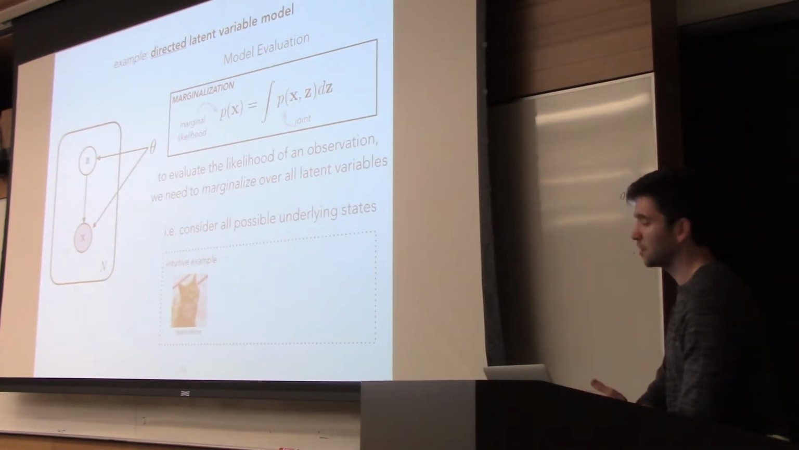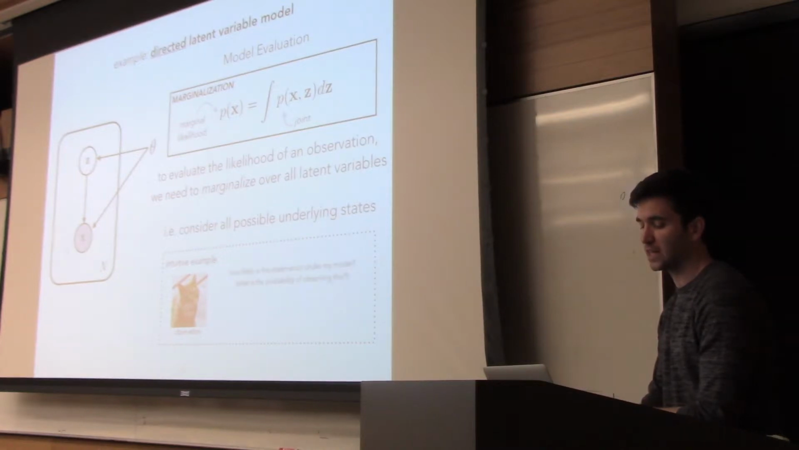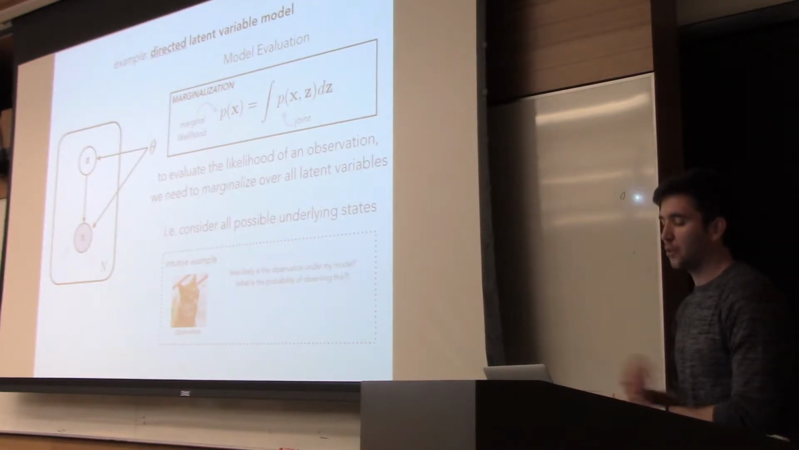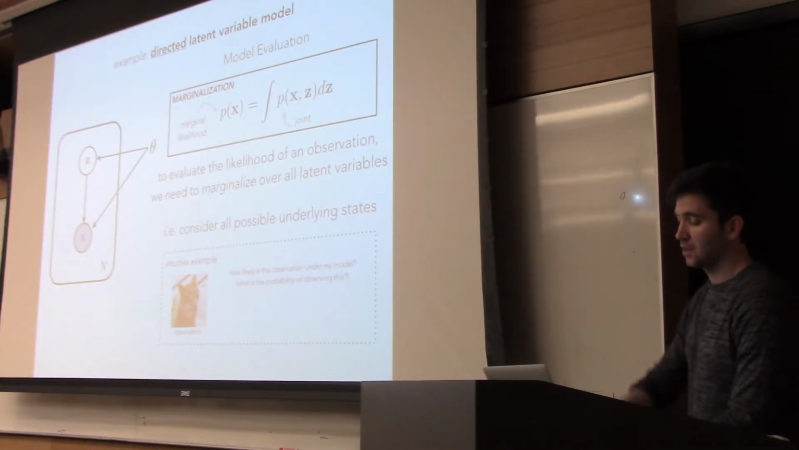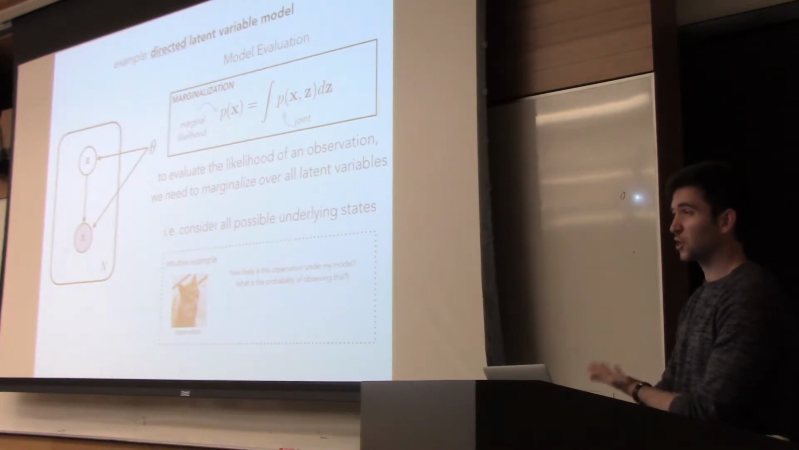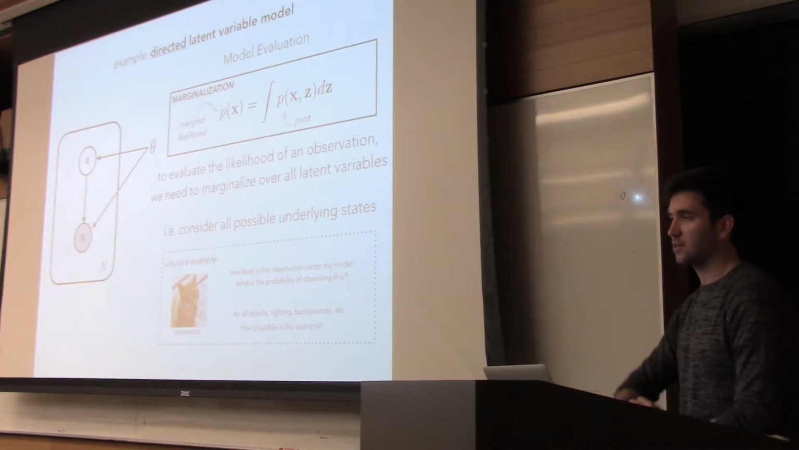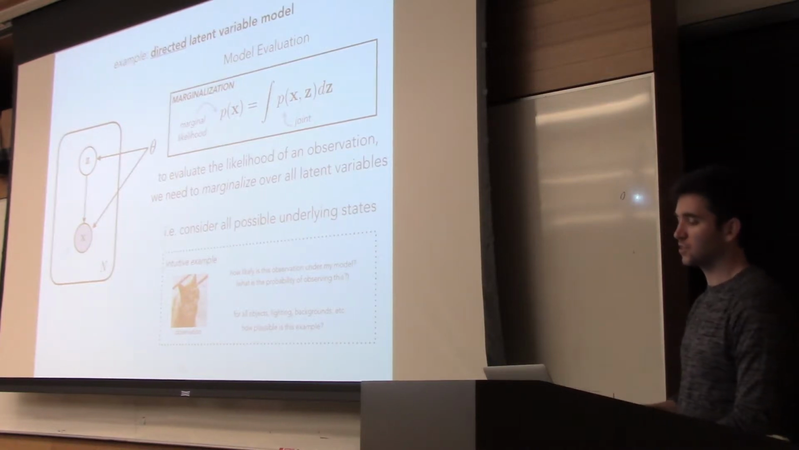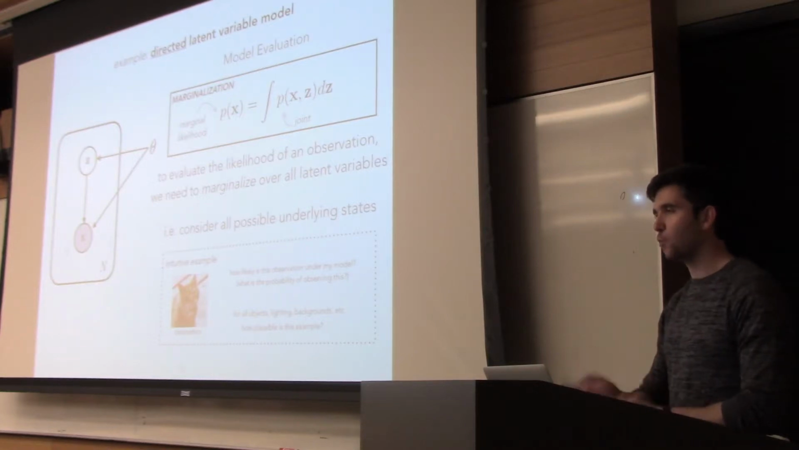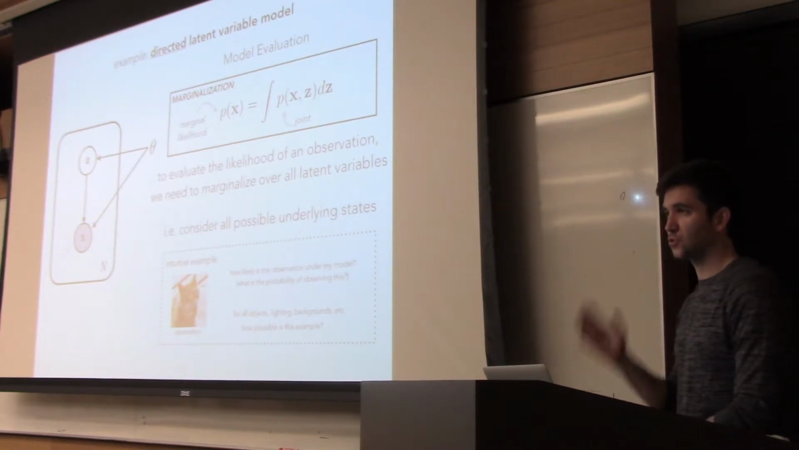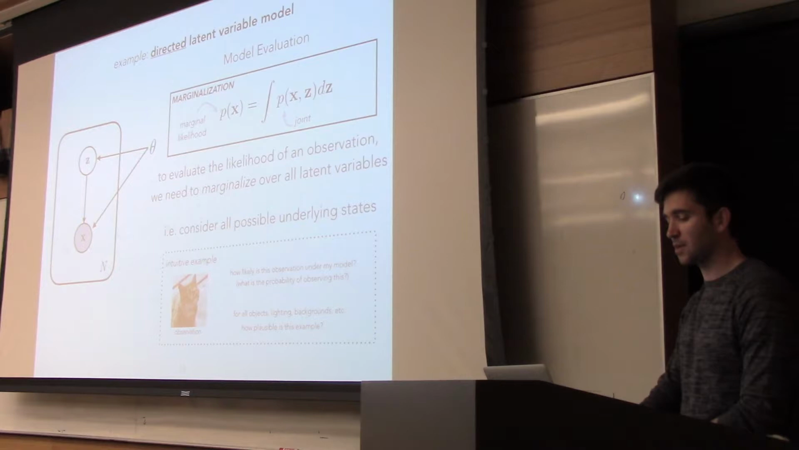Another intuitive example: if I have this observation of a cat, how likely am I to generate this example given my model? What is the probability that I would actually observe this? To calculate this, I would need to say, for all objects, lighting conditions, backgrounds, etc., how plausible is this example? So this is integration, this marginalization step.